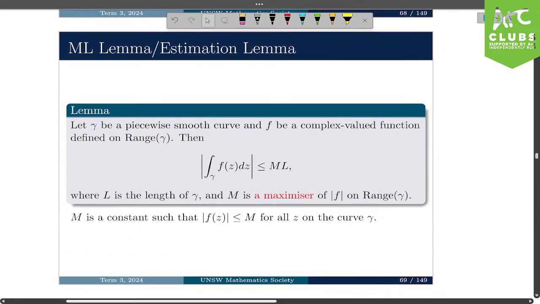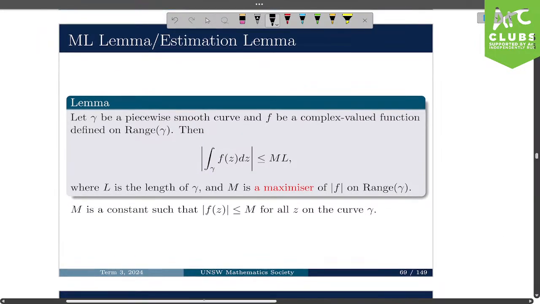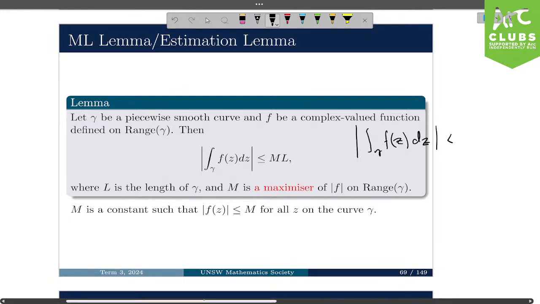Okay, this is something a little bit different. This is us using a property of the complex integral to estimate the size of the value that we're going to get. So if you remember from before, one of the results that we had, one of the properties, is that the modulus of the integral of f of z dz is going to be smaller than or equal to the integral across gamma of the modulus of f of z dz.